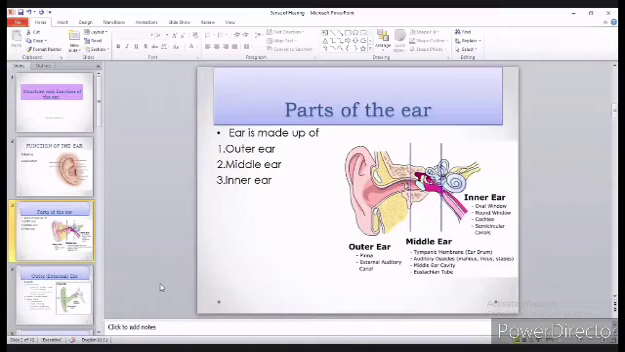Some literature says that the eardrum is also part of the outer ear. To some extent, yes, because one portion of the eardrum is in the external ear canal, so it would fit to be an outer ear part. But most literature say that it's part of the middle ear. So our outer ear consists of the auricle as well as the ear canal.